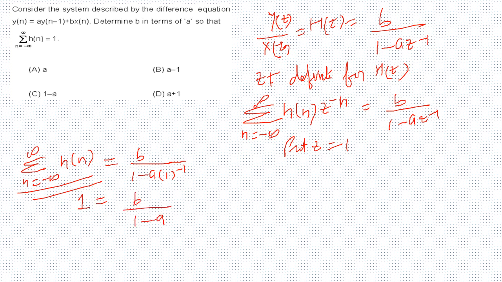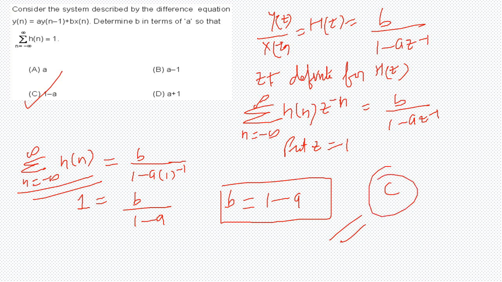Now I can simply relate b with a, and it is b equals 1 minus a. So this is how I can relate b equals 1 minus a when the condition is given. So option C is the correct option for this, and this is how you need to solve problems related to this difference equation.